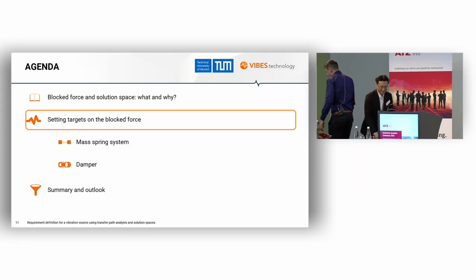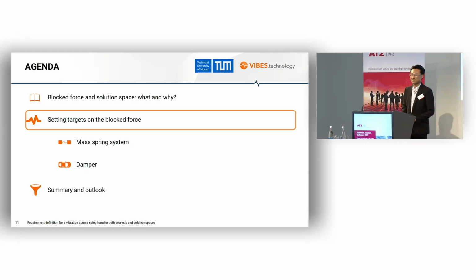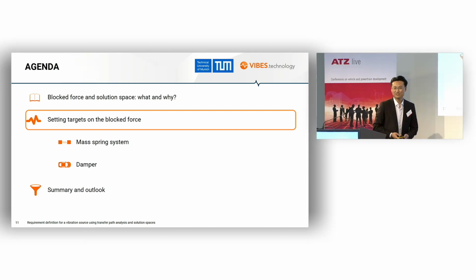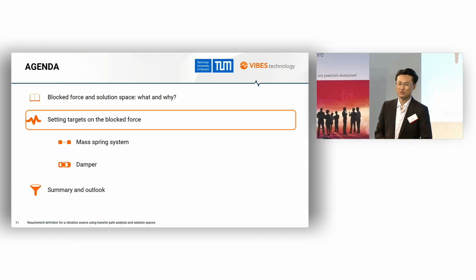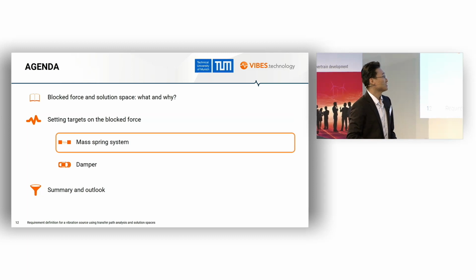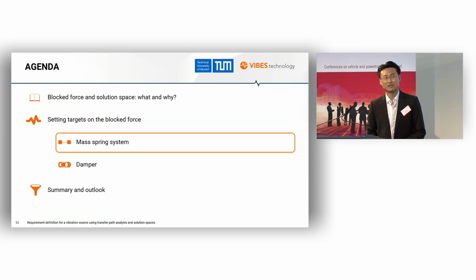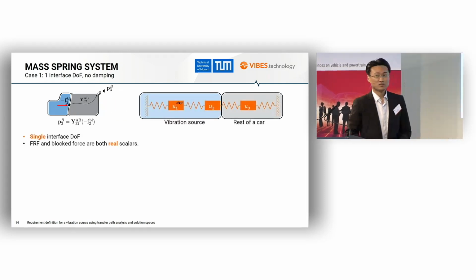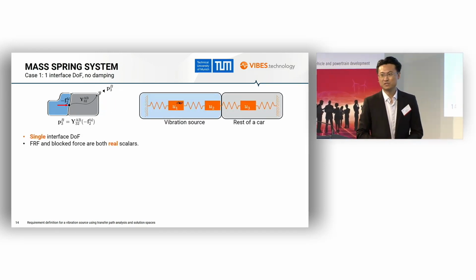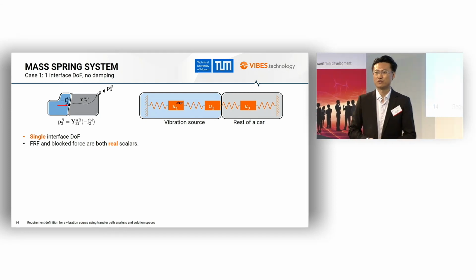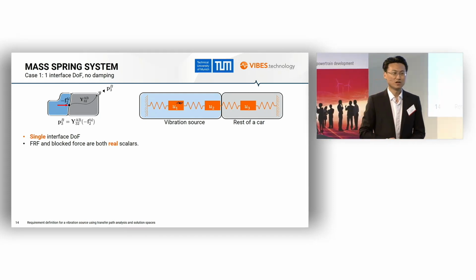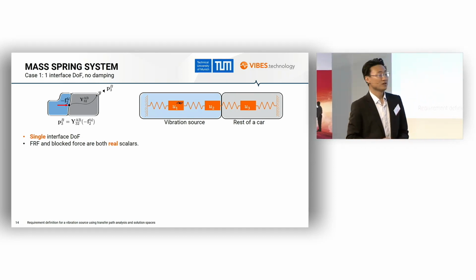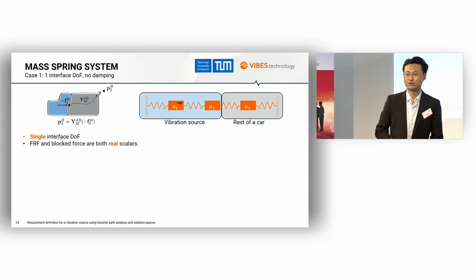Thank you, Mr. Häußler. Hello, everyone. Before we could define targets, or in other words compute requirements, for this damper, we started to develop our method with a simple mass spring system, which only has 3 degrees of freedom, but can still represent the general vibration propagation problem from the unknown vibration source, U1, over interface U2 to the receiver, U3.